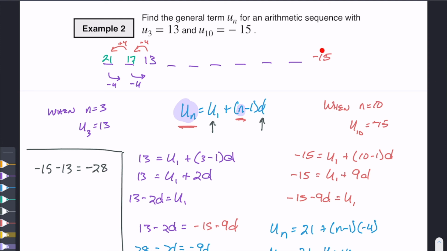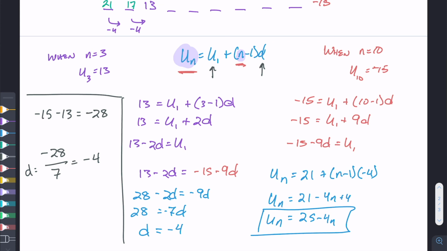So this jump from here all the way back to here, we have to take 28 units, 28 values, the difference of those two values is 28. And as we just said, there's 7 steps in there. 1, 2, 3, 4, 5, 6, 7. So to get from negative 15 to negative 13, I have to do 7 jumps. So that negative 28 has to be divided into 7 jumps, which gives me a value of negative 4, and that's our common difference. And then at that point, you could do all the rest of it.